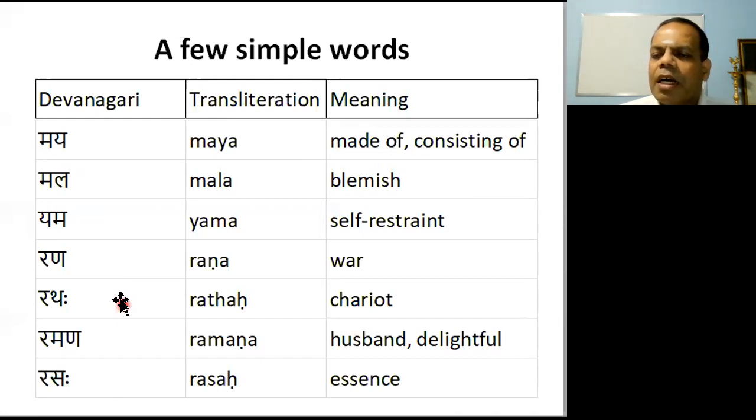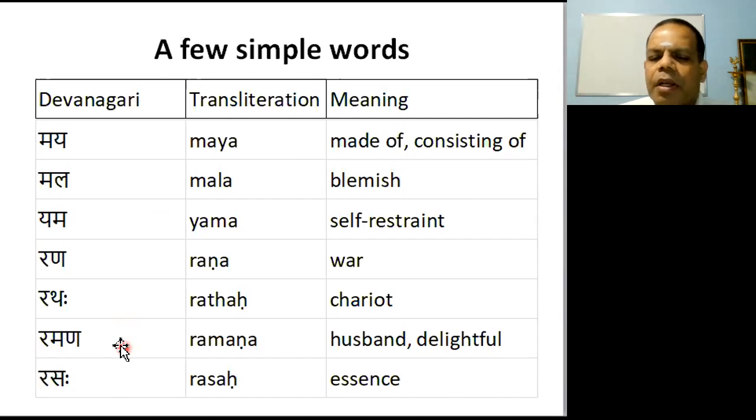The next word is Ra, Tha. The Tha is the second letter in the Tha varga, aspirated. Ra, Tha. Ratha. Again, I think we saw it in the word Dasharatha also. There are other meanings, but I will not go into those at this point in time.